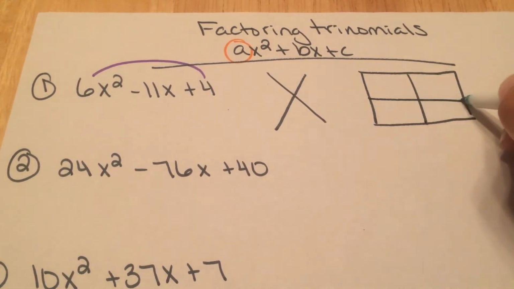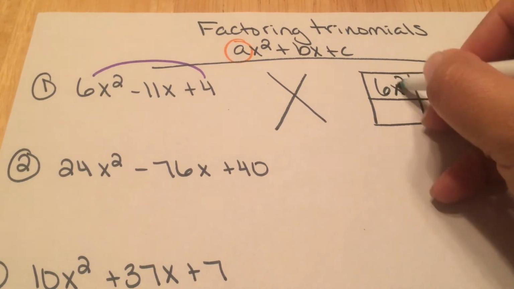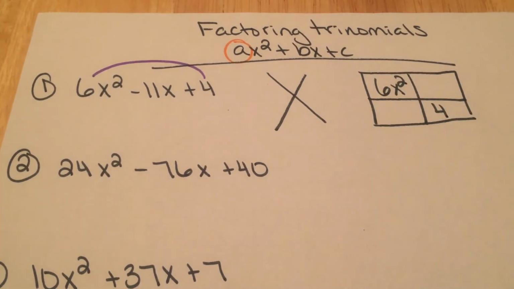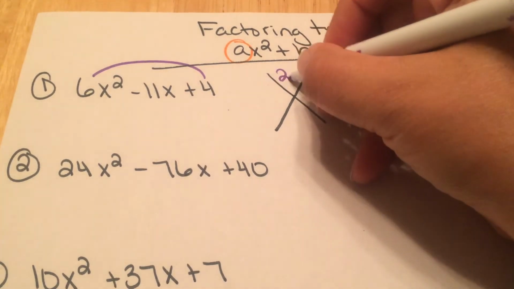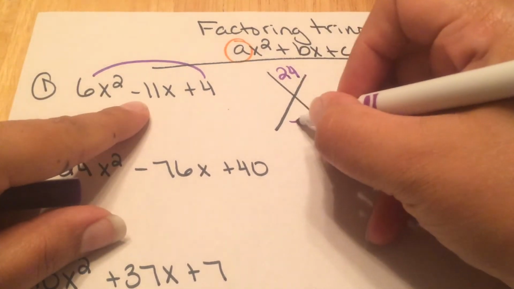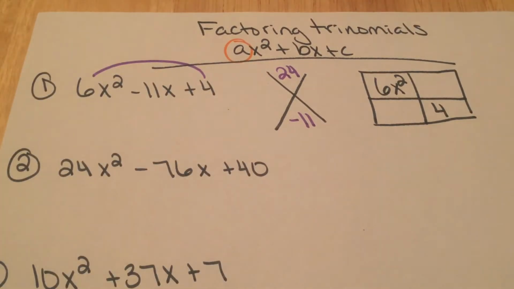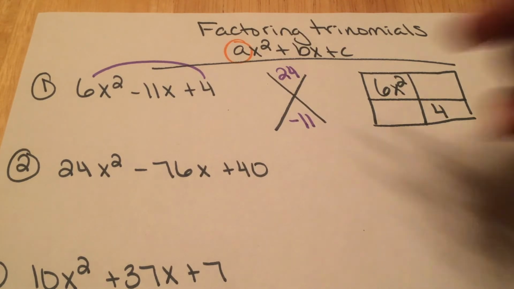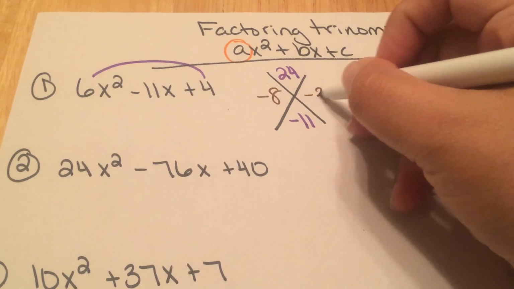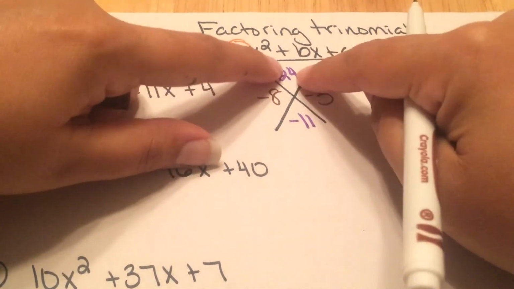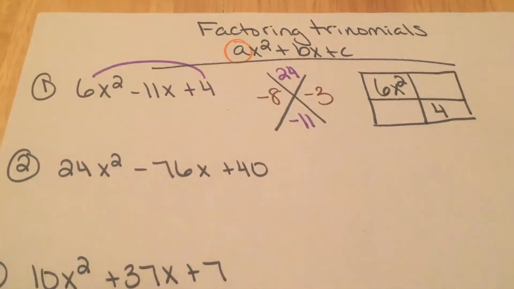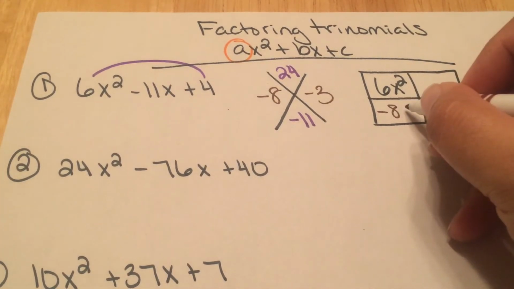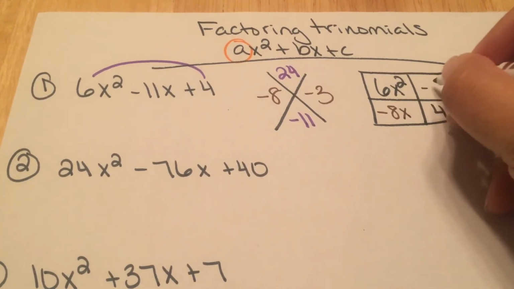So since everything's written correctly, I'm just going to go ahead and fill in everything I already know. So now I'm going to multiply. 6 times 4 we know is going to be 24, a positive, and then negative 11, our b, goes in our bottom part. So what times what gives me a positive 24 but a negative 11? Hopefully we come up with negative 8 and negative 3. Negative 8 times negative 3, positive 24, negative 8 plus negative 3, negative 11. So I'm just going to throw those guys into our box.